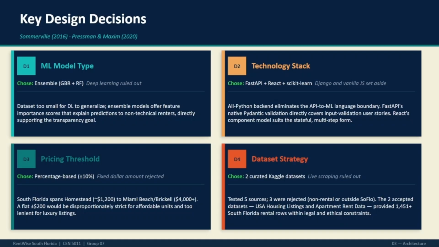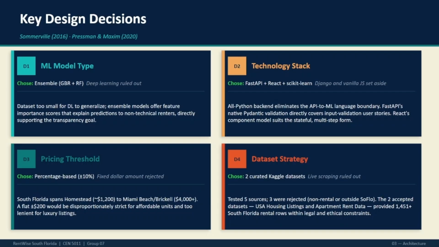For the second design decision, we have the technology stack. As mentioned before, we decided to choose FastAPI, React, and Scikit-learn over frameworks such as Django and vanilla JavaScript. The all-Python backend eliminates any integration barrier between the API and the machine learning pipeline. FastAPI's native Pydantic validation handles input validation automatically. Additionally, React's component model is well suited to our multi-step stateful form.